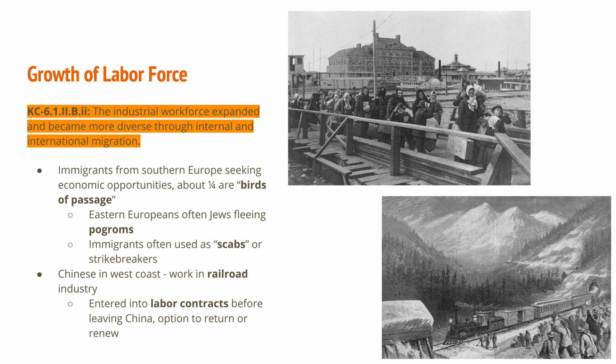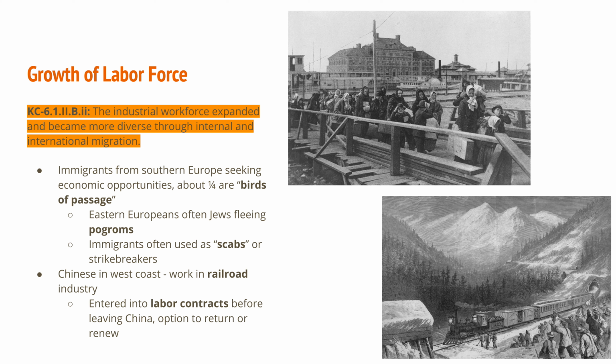So, first, the industrial workforce expanded and became more diverse through internal and international migration. Here we have immigrants coming from Southern Europe seeking economic opportunities. So people from Italy, Greece, they were coming, and about a quarter of them are birds of passage. That means that they have intentions of going back to their original country and using the money that they saved up in the United States to improve their lives there.